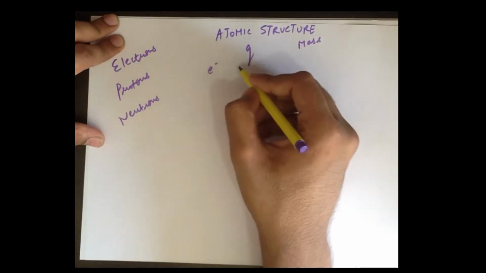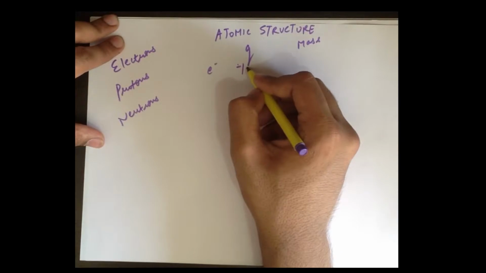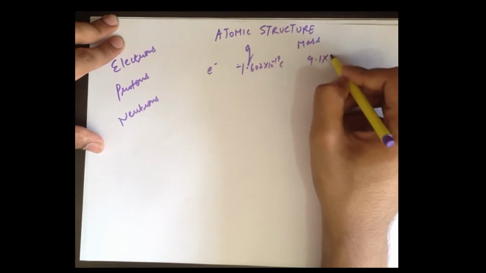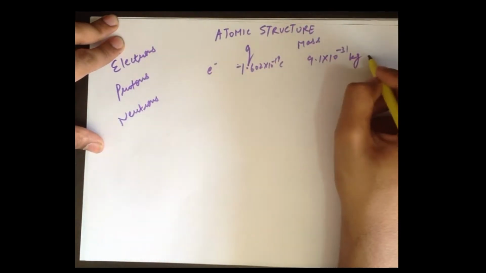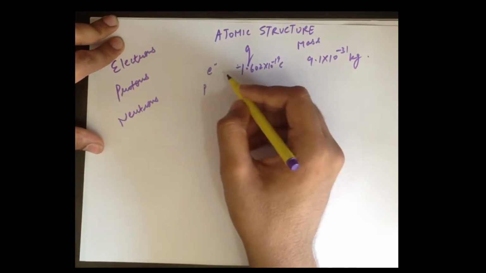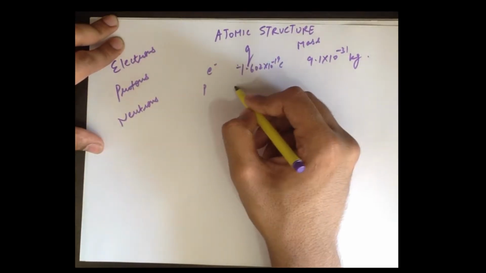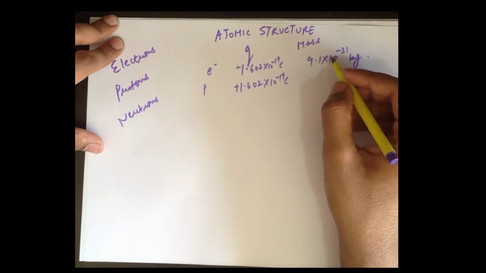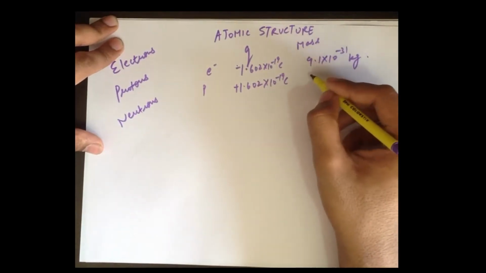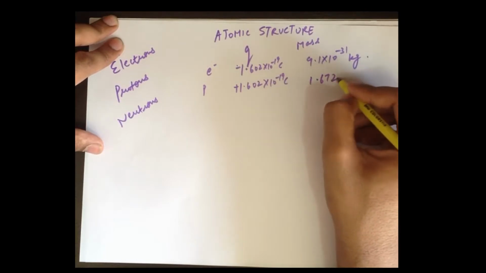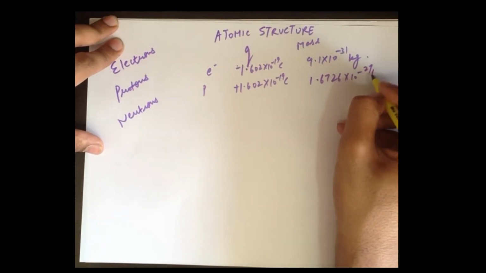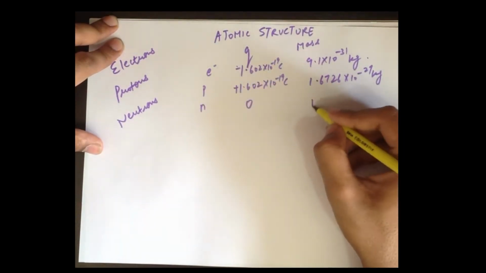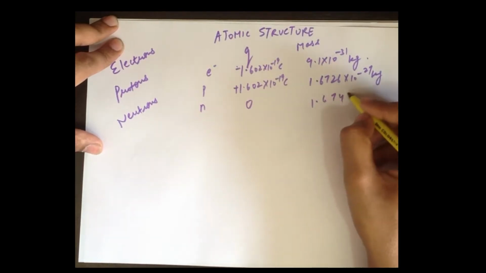The charge on an electron is minus 1.602 times 10 to the power minus 19 coulombs, and the mass is 9.1 times 10 to the power minus 31 kilograms. The charge on the proton is positive 1.602 times 10 to the power minus 19 coulombs, and the mass of the proton is 1.6726 times 10 to the power minus 27 kilograms. On the neutron the charge is 0 and the mass is nearly equal to that of the proton.